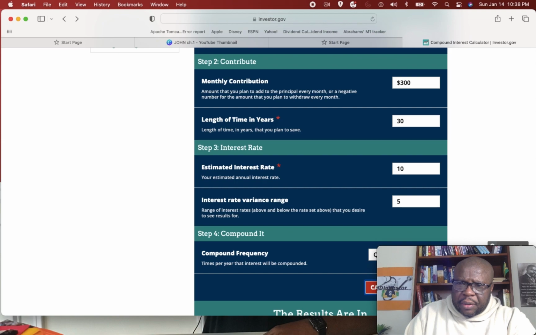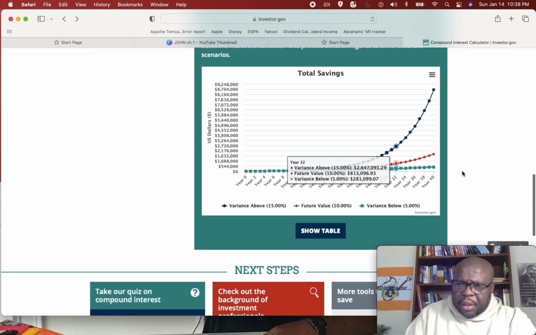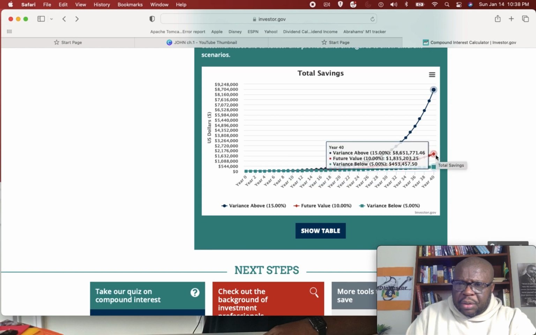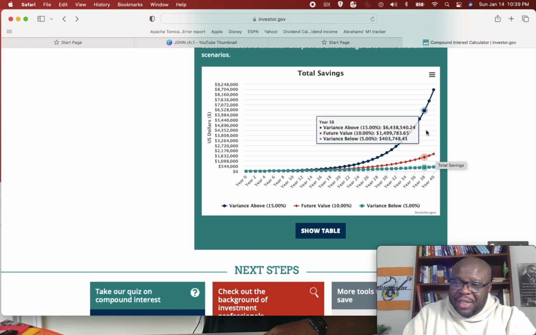Okay, let's look at 40 years. 40 years, we would be at about $1.8 million. So that's $300 a month after 40 years. And look at the 15% return. They're already at almost $9 million. Wow. You see that extra 5% rate of return over time? You see that separation? That's how the rate of return affects you.